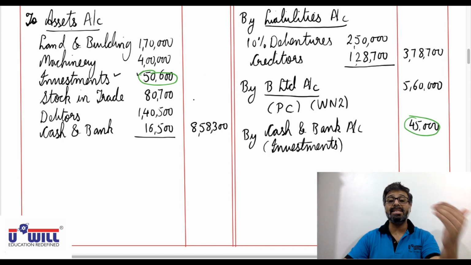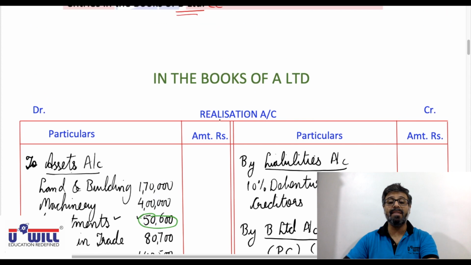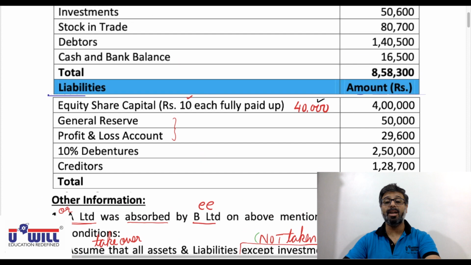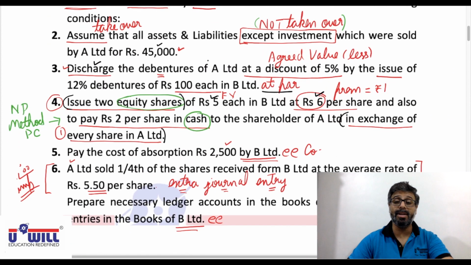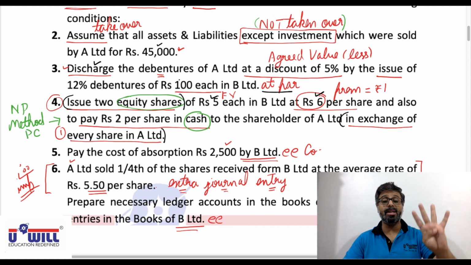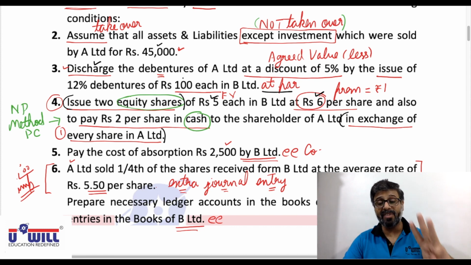So when assets are sold which are not taken over, simply cash and bank to realization with the amount received, 45,000, and no entry for profit or loss. So here no entry for loss of 5,600. I hope everyone is clear with it. Now next 4 entries are for payment. Which 4 entries for payment? Payment of expense, payment of liability not taken over, payment to preference shareholders. 3 entries for payments. Okay, not 4, sorry.